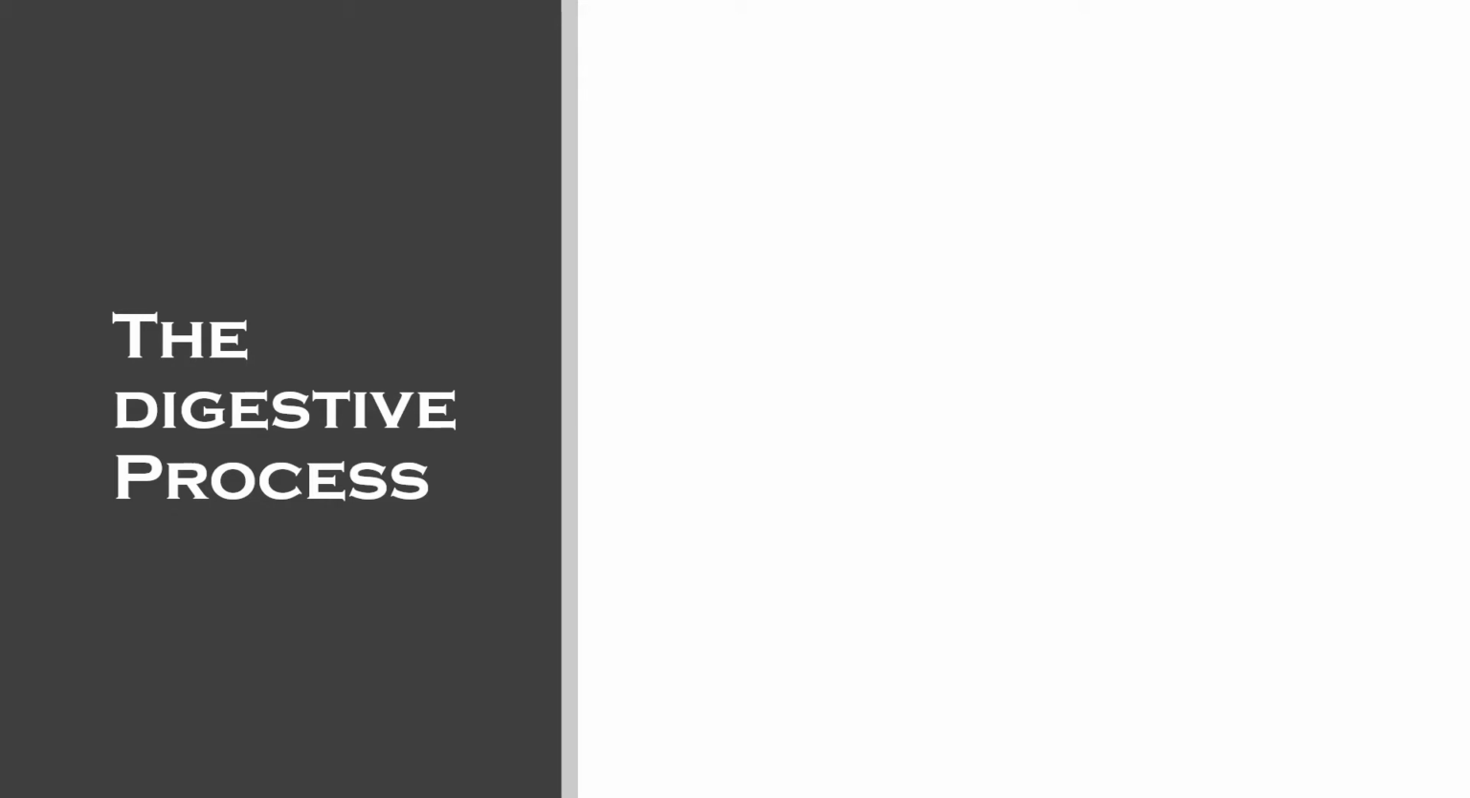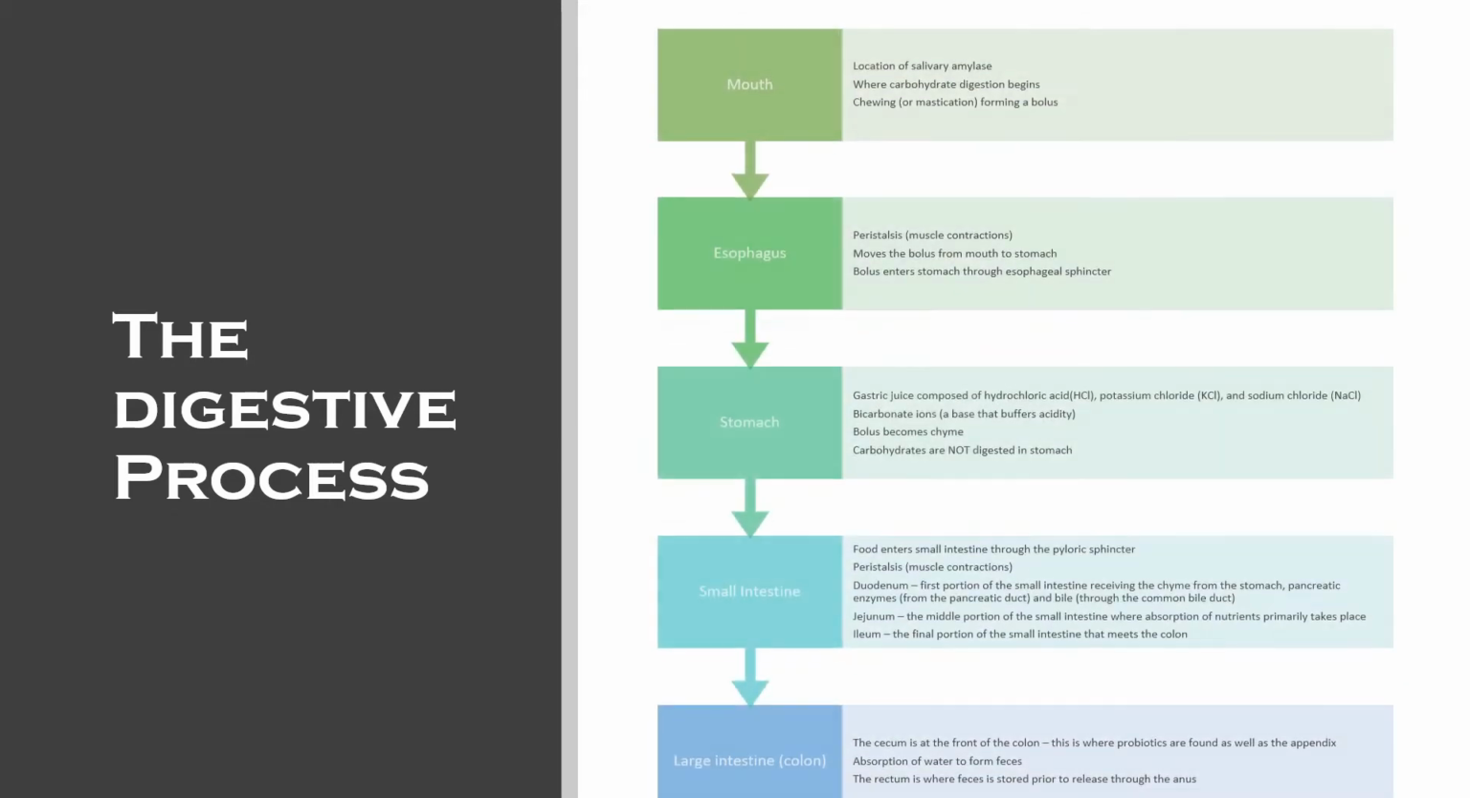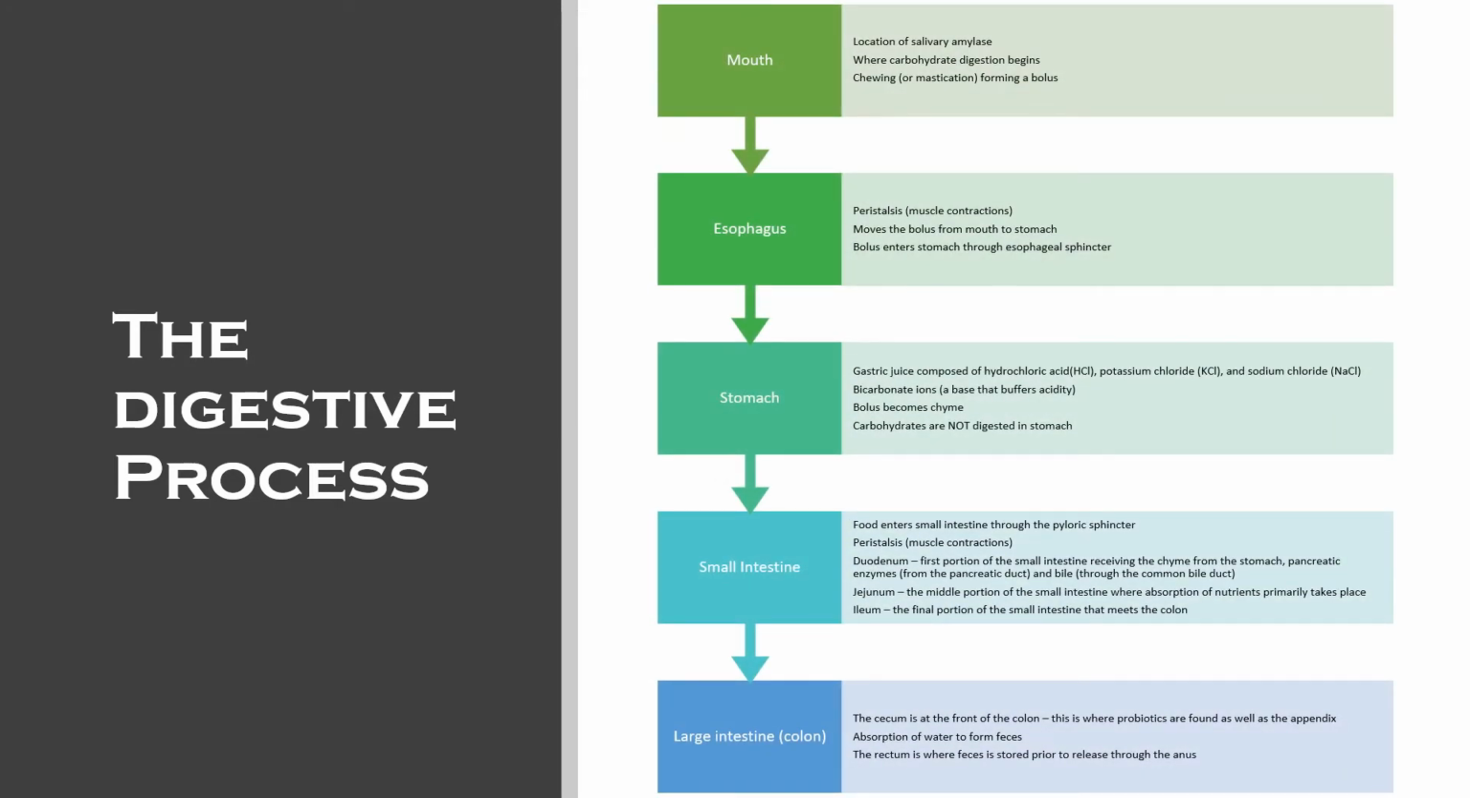So we're going to go over the digestive process. It begins at the mouth, and the mouth is the location of both chemical and mechanical digestion. First of all, the mechanical digestion is just mastication, or the act of chewing to form a bolus. The chemical digestion involves salivary amylase, which digests carbohydrates. So carbohydrate digestion begins in the mouth.